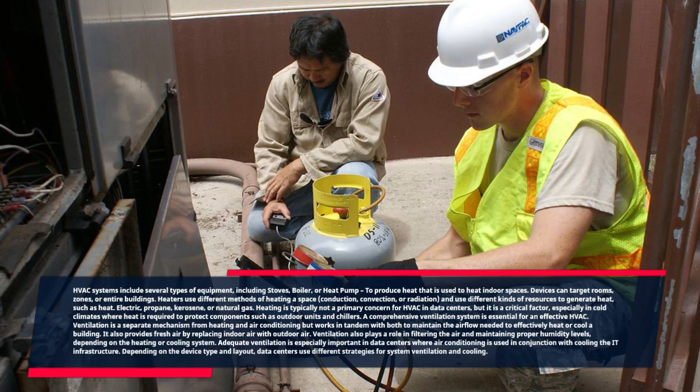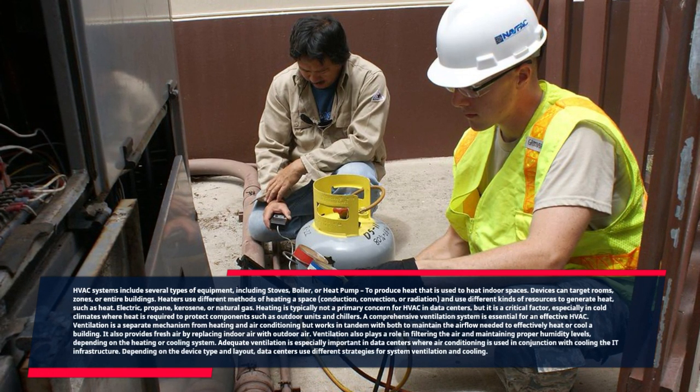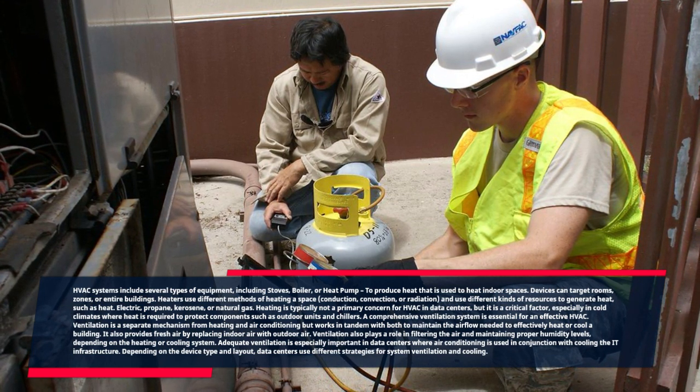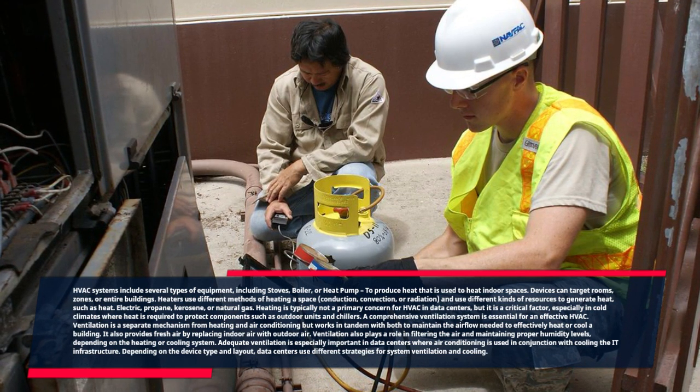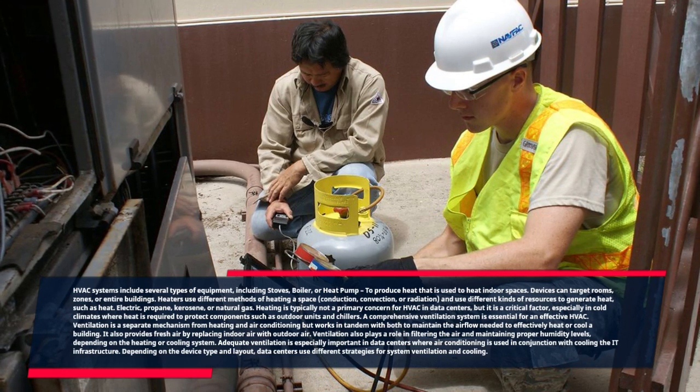A comprehensive ventilation system is essential for an effective HVAC. Ventilation is a separate mechanism from heating and air conditioning but works in tandem with both to maintain the airflow needed to effectively heat or cool a building. It also provides fresh air by replacing indoor air with outdoor air.